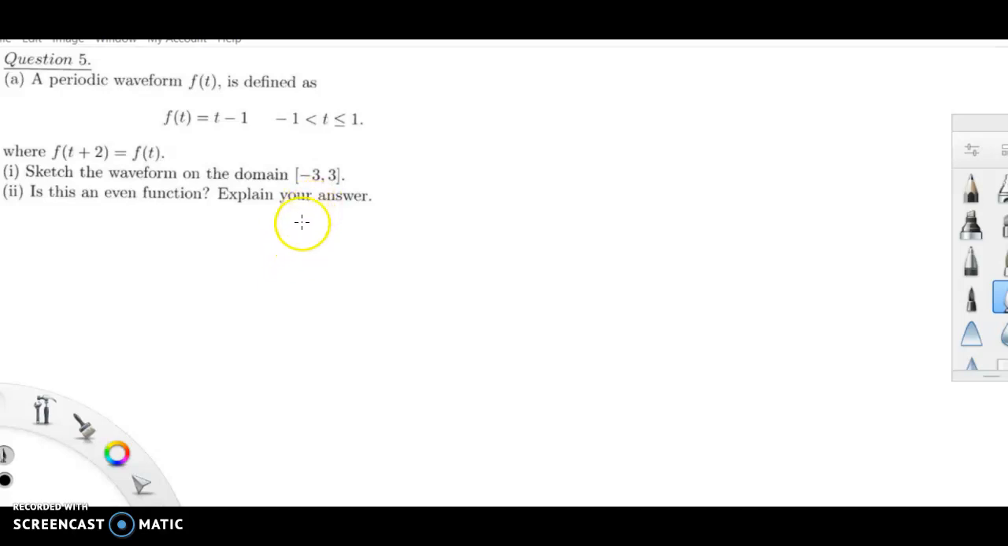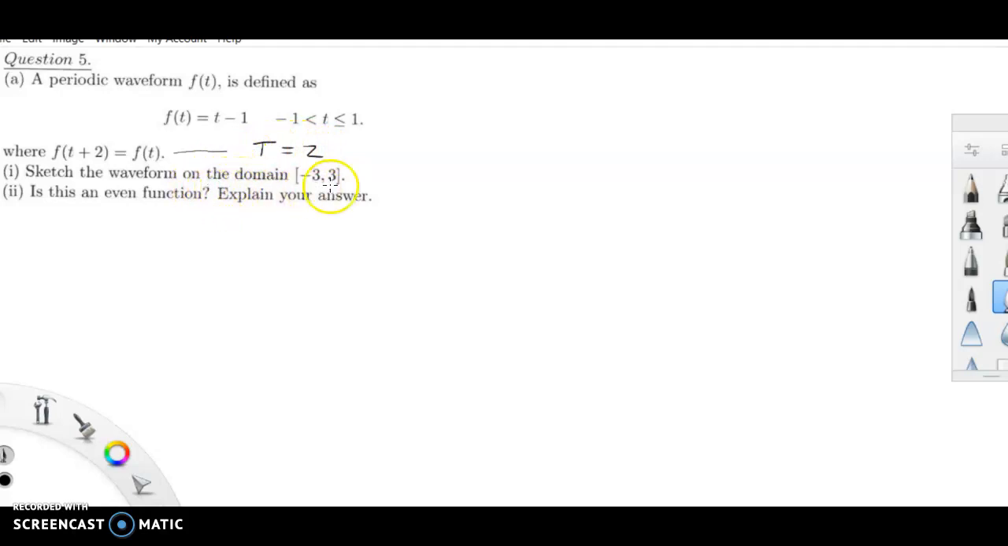Right, a periodic waveform f of t is defined as follows. f of t equals t minus 1, for t greater than minus 1 and less than or equal to plus 1. And then they're telling us that f of t plus 2 equals f of t. Well, that line there means that the period, big T, equals 2, because whatever happens, the same thing happens 2 units further on, or 2 units behind.